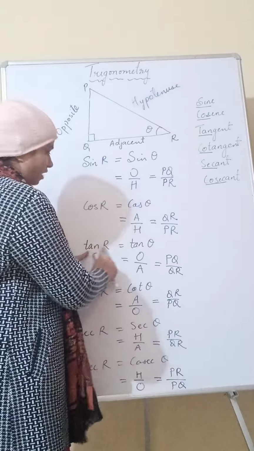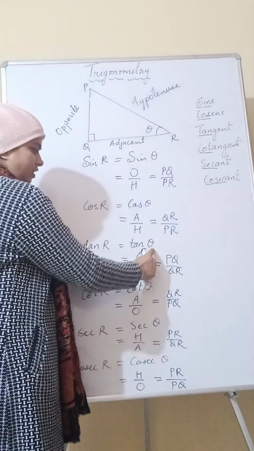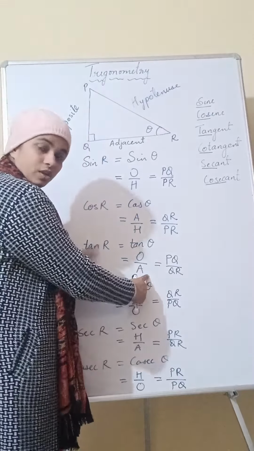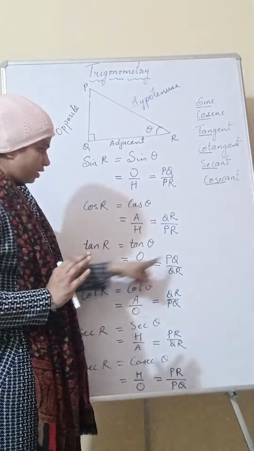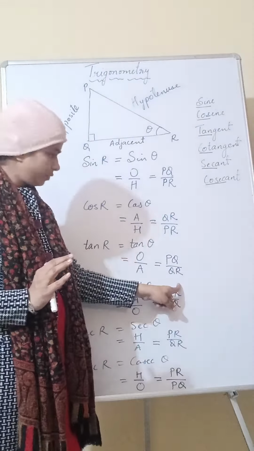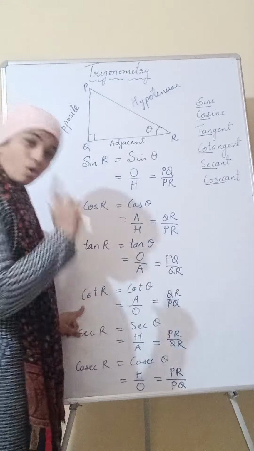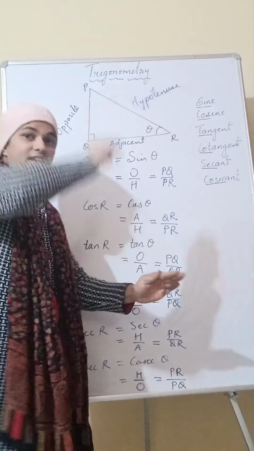Similarly, tan of R is tan of theta, which is opposite upon adjacent. मतलब वो सामने upon बगल में. Okay, that way. तो ये हो गया this. ओके, PQ अपॉन PR. जो कॉट होगा वो एग्जैक्टली tan के रेसिप्रोकल होगा.